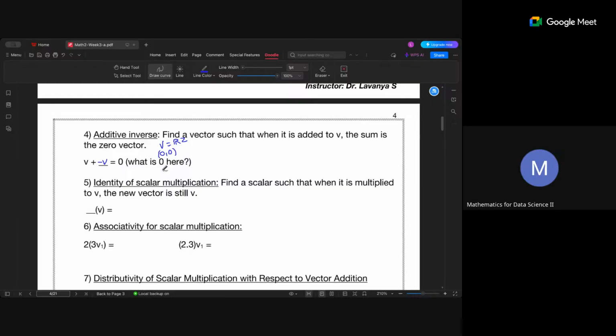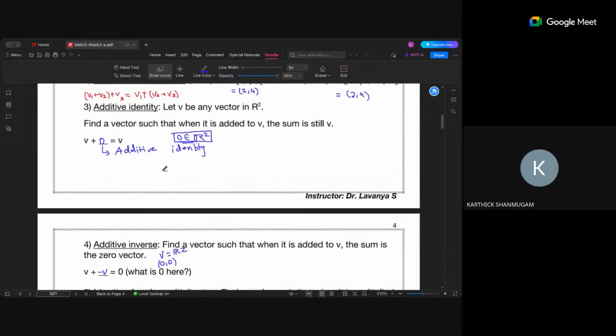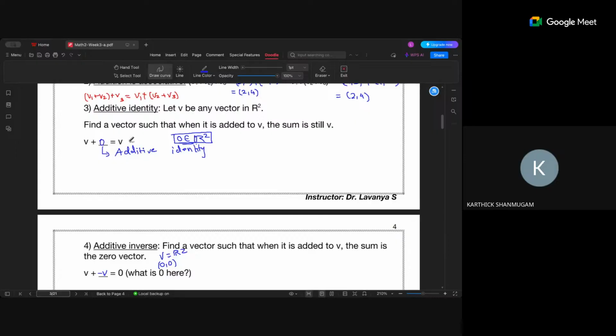So what is 0? You should understand it from the context. Ma'am, in the previous property, you mentioned that v plus 0 is equal to v. Is the same applicable, that 0 comma 0 if it is in R2? Yes. Here 0 belongs to R2 means I am saying about 0 comma 0 only.